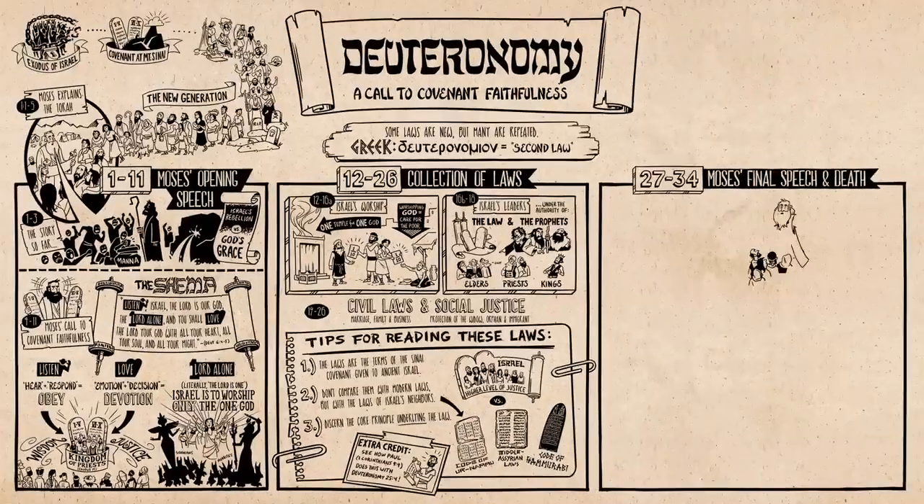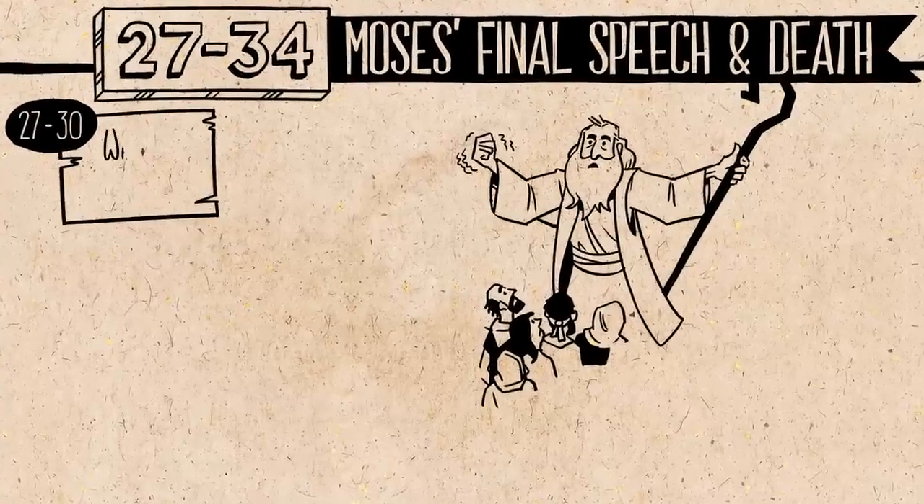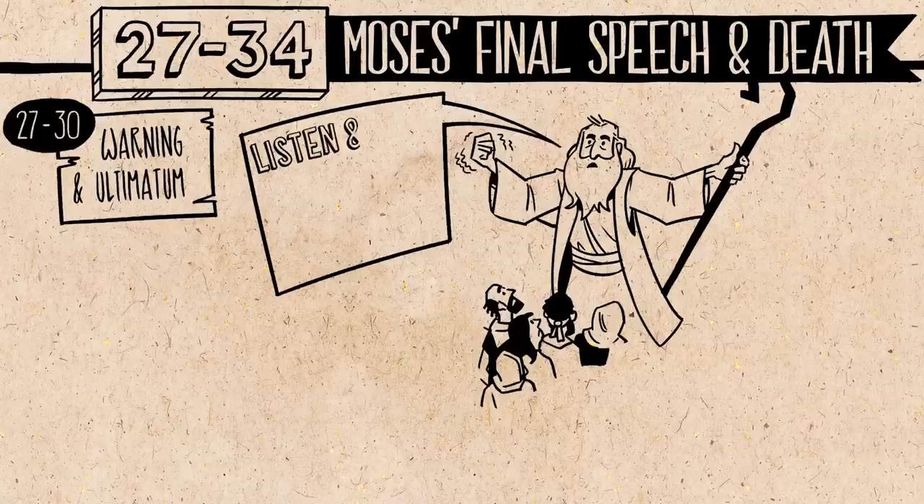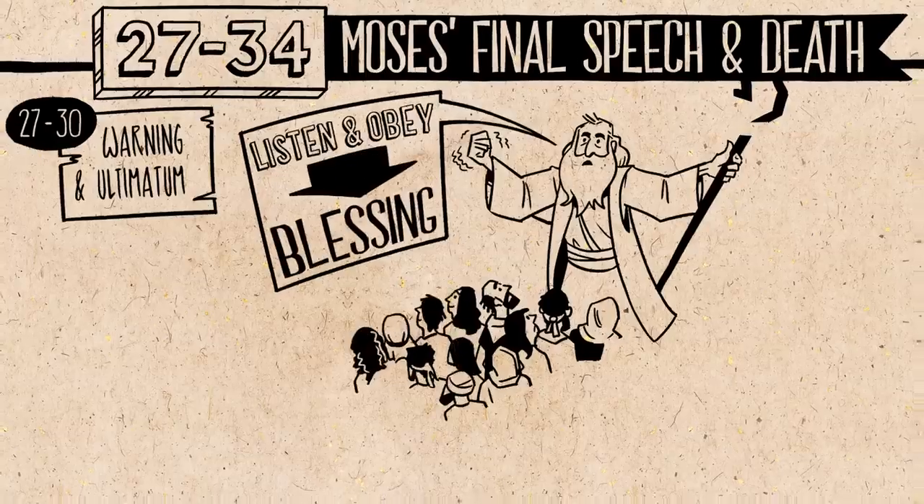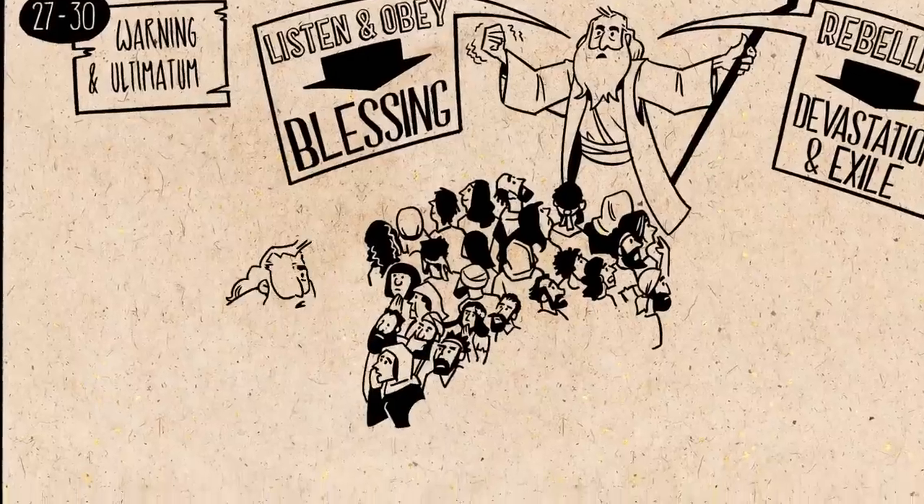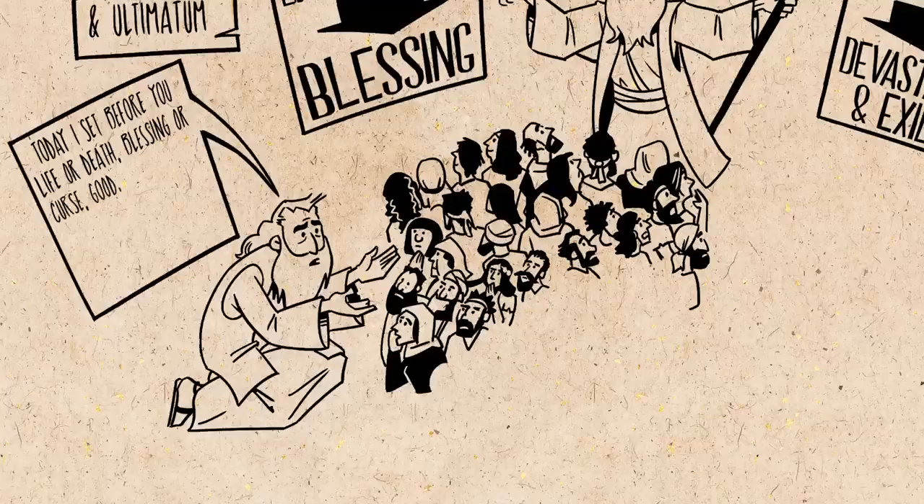After he goes through all of the laws, he issues a final challenge that Israel should listen to and love their God. He first issues a warning and an ultimatum. If Israel listens to and obeys their God, everything's going to go great, lots of divine blessing. But if they don't listen and rebel, famine, plague, devastation, and ultimately exile from the land. And then Moses forces a decision. He says, "Today I set before you all life or death, blessing or curse, goodness or evil. So choose life by loving the Lord your God and listening to him."